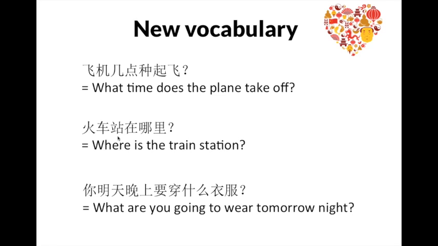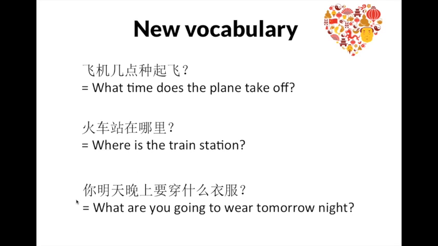火车站在哪里? So 火车 is the fire vehicle, right? Train. 站, station, so 火车站, train station. 在 is located. 哪里, where? So where's the train station?